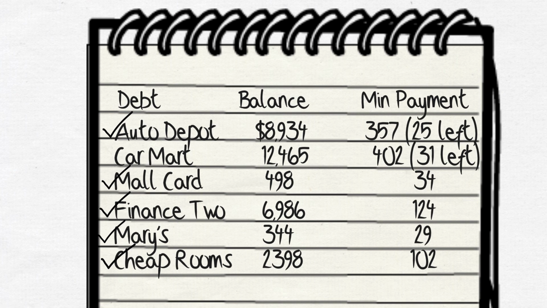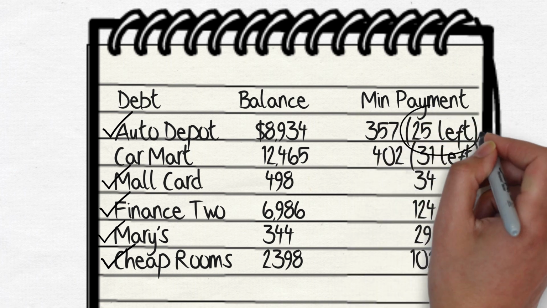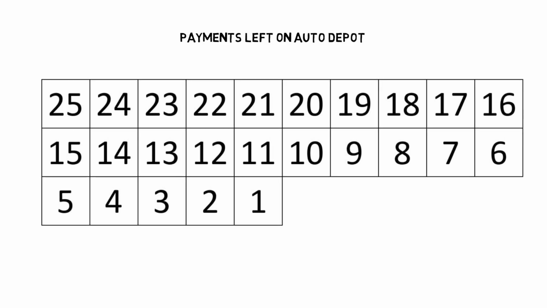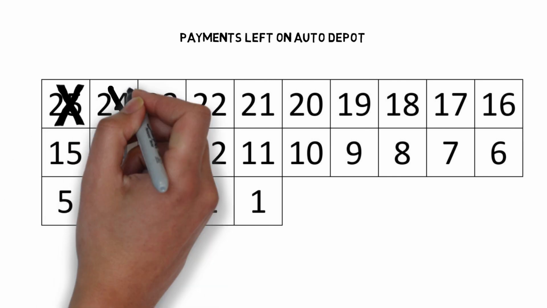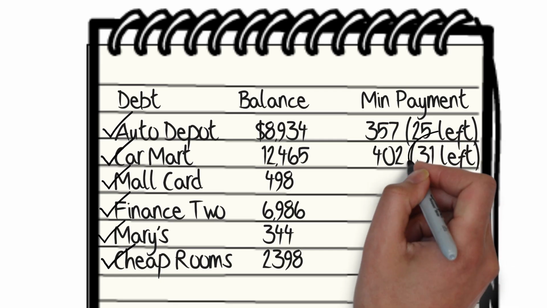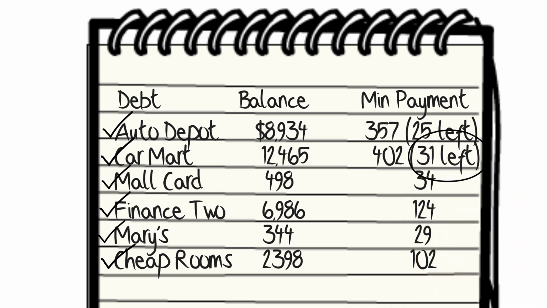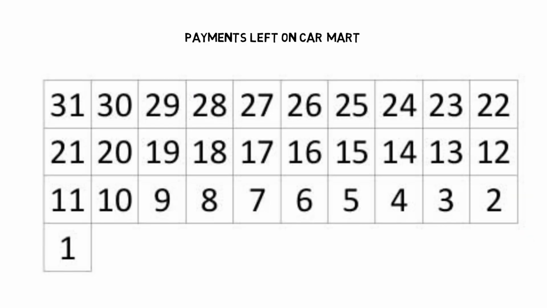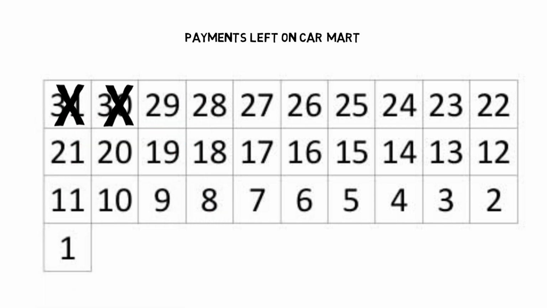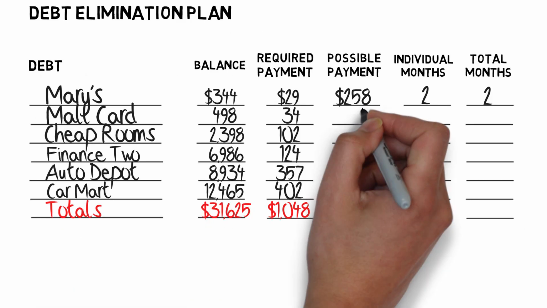Both car payments have a specific number of payments remaining. As of now, Auto Depot has 25. Using a table like this, start by marking off the 2 months needed to pay off Mary's. This will leave 23 payments. Initially, Joe and Sue also owe 31 payments to Car-Mart. So again, using a similar table, mark off 2 payments to indicate there are 29 remaining.